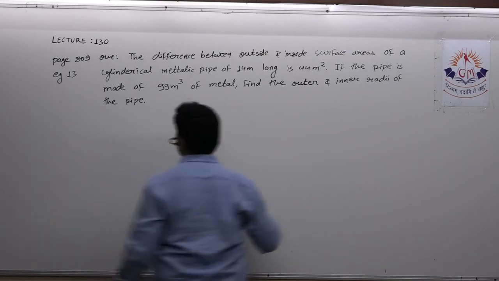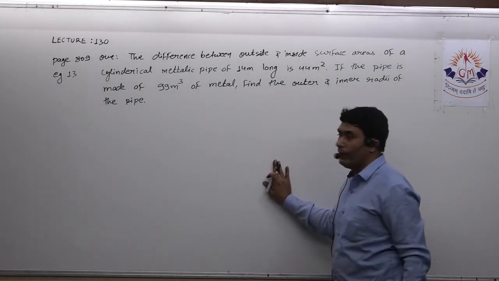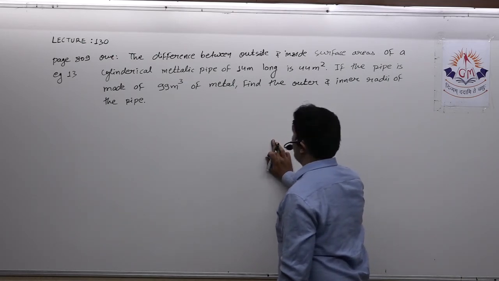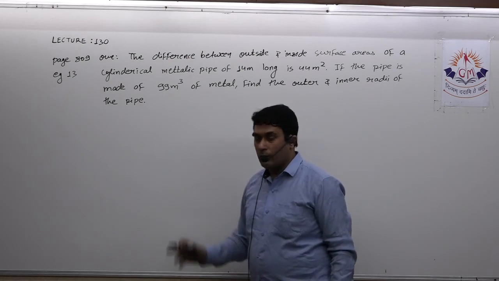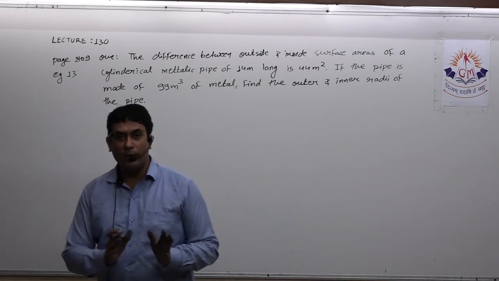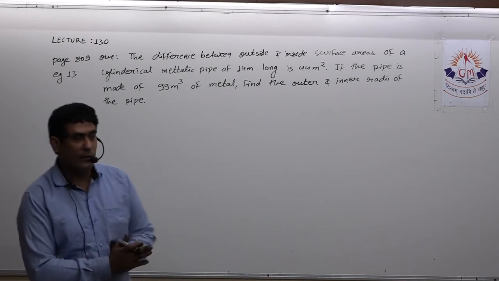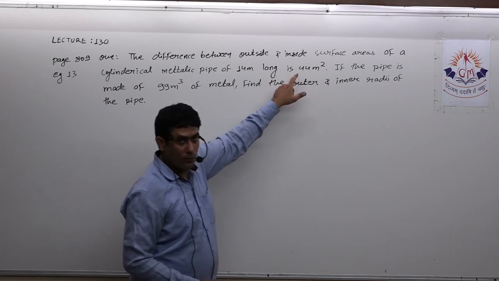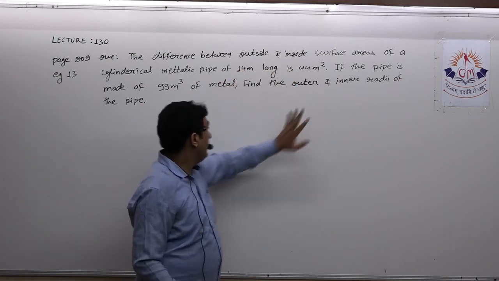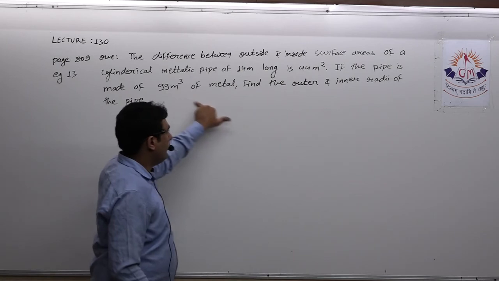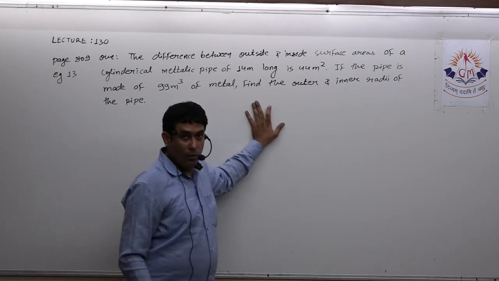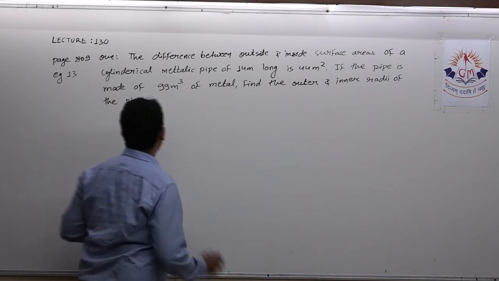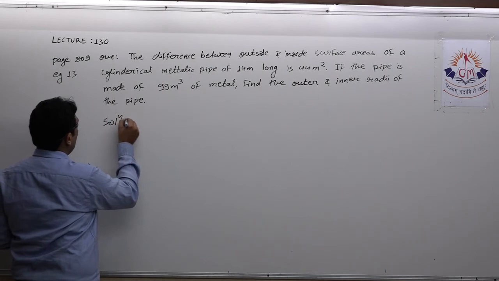Okay, so this is the next question that I took from page number 809, example 13. Difference between outside and inside surface areas of a cylindrical metallic pipe. Outside and inside surface area they are talking about, that means simply the curved surface area. The difference between those curved surface areas is 44. Height of the pipe is 14. Pipe is made of this much meter cube of metal. That means volume of the hollow cylinder is also given. A pipe is given. We have to find the outer and the inner radii. So let us see how to solve.